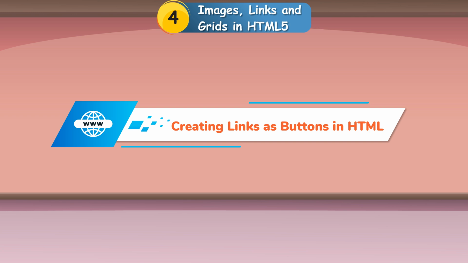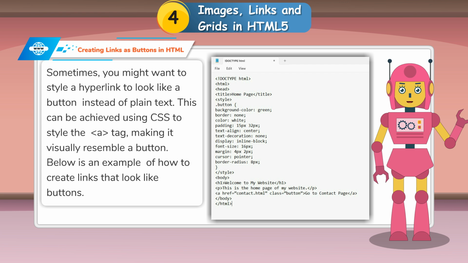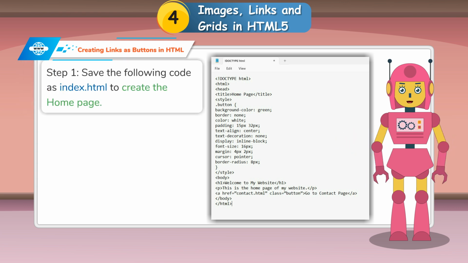Creating links as buttons in HTML. Sometimes you might want to style a hyperlink to look like a button instead of plain text. This can be achieved using CSS to style the a tag, making it visually resemble a button. Below is an example of how to create links that look like buttons. Step 1. Save the following code as index.html to create the home page.